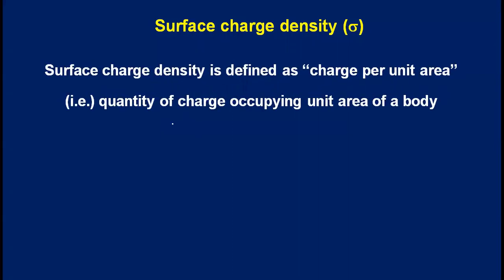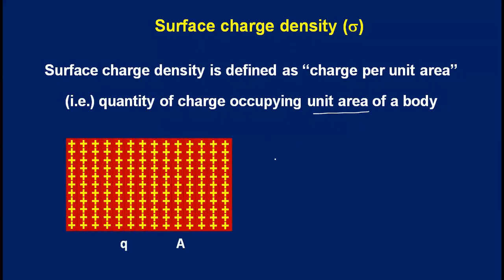Now, what is surface charge density? Surface charge density is defined as charge per unit area. So if it is linear charge density, it's charge per unit length. If it is surface charge density, it's charge per unit area, or in other words, quantity of charge occupying 1 meter square area. 1 meter square area, we call it as unit area of a body.